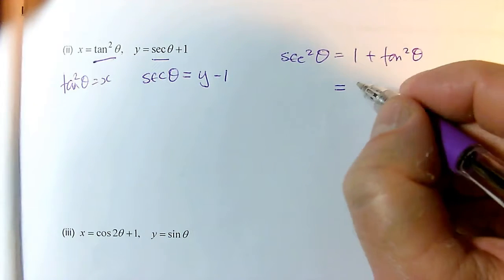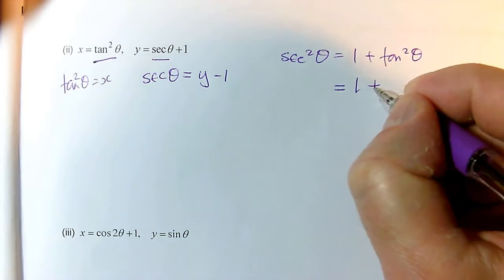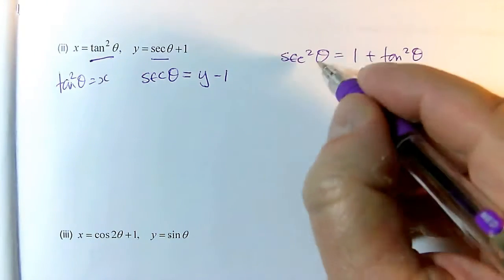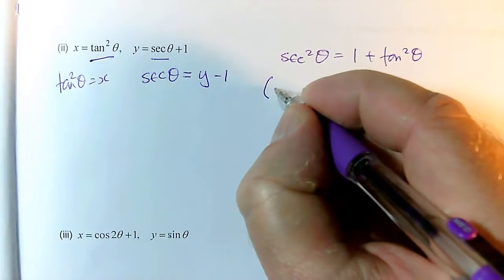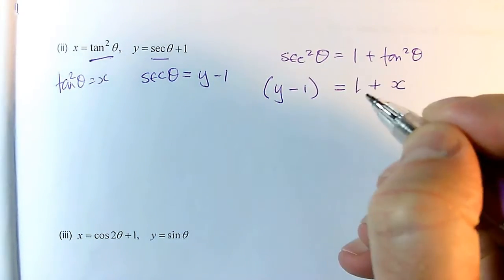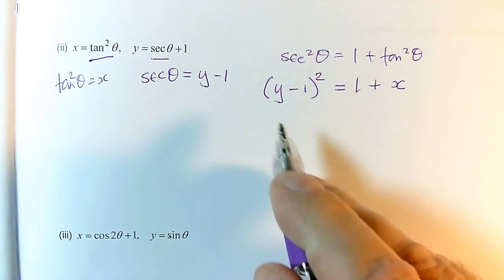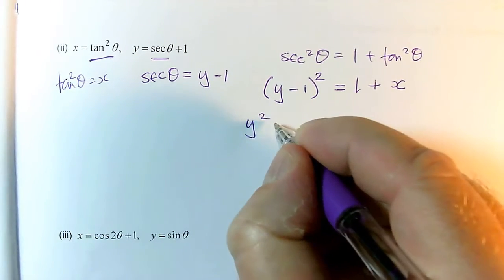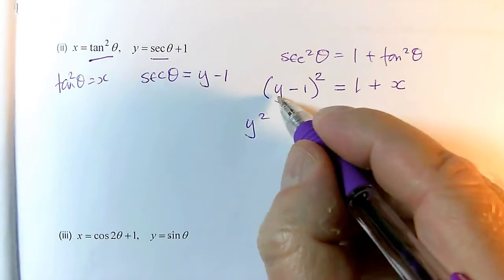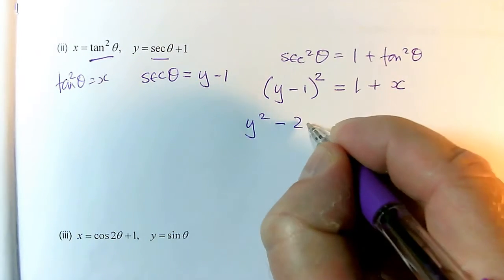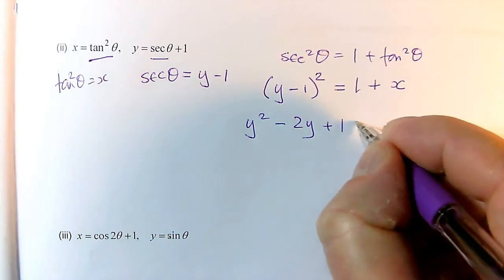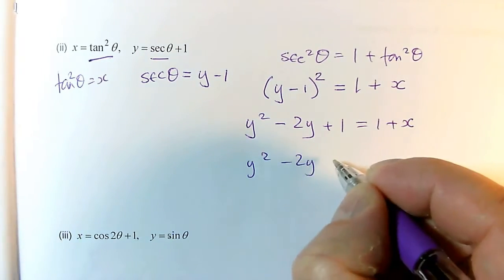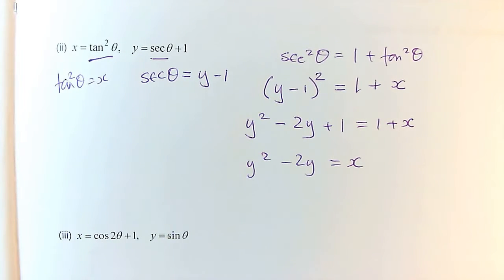So this bit here is going to be 1 plus, not x squared, it's just 1 plus x, because x is already tan squared. This sec squared theta is my y minus 1, that's sec theta, and I need to square it. So this is my Cartesian equation here. This one I think I will try and simplify, because if I multiply this out, remember squaring a bracket, you don't just square this and square this, you have to have the middle term, which is minus 2y plus 1 equals 1 plus x. So y squared minus 2y equals x. That'll do. That's simple enough for me.